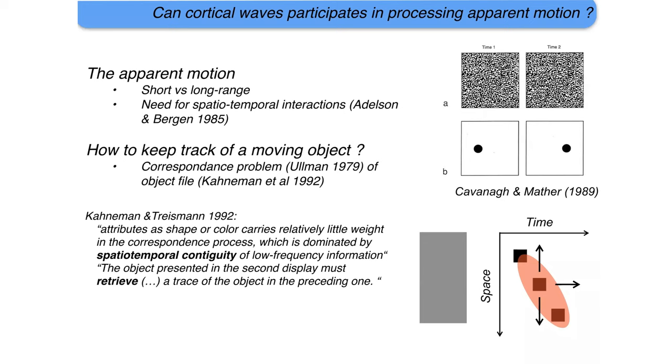What I really like in this theoretical paper from Kahneman and Treisman is that they looked at many features that can control the correspondence problem, and they found that the most important one is not the object identity, the color, or the shape, it is the spatial-temporal contiguity. This is the most important feature to generate the apparent motion illusion and to solve the correspondence problem. They also said something that I liked, that I will go back to at the end: an object presented in the second display must retrieve a trace of the object in the preceding one. And we believe that what we observe is maybe a basic mechanism that provides a solution to such theoretical problems.